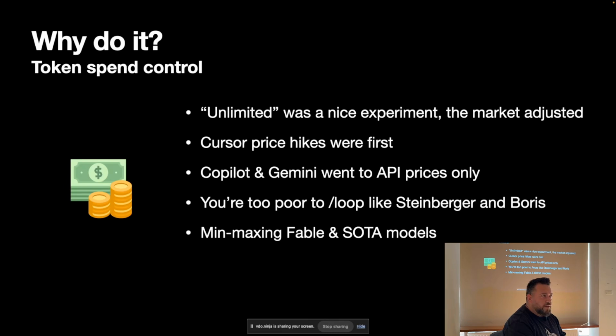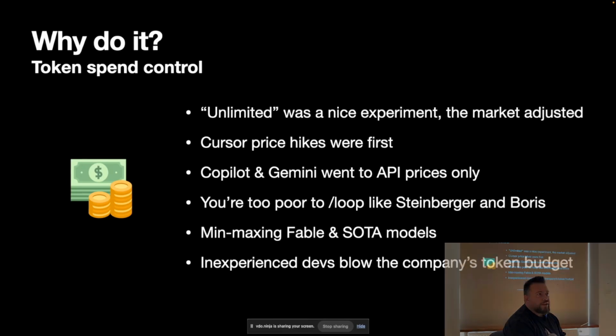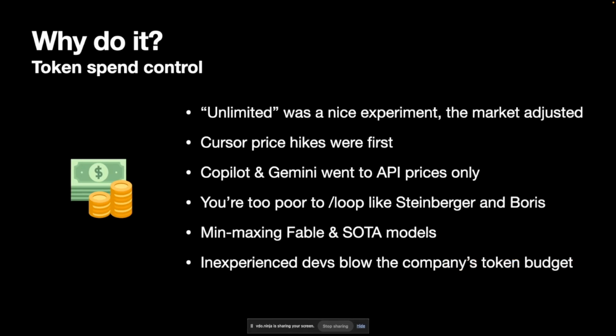What also helps having a personal flow is you can start min-maxing expensive models like Fable and other state-of-the-art models. Also, this is a bit harsh, but usually inexperienced devs blow up the company's allocation of the token budget, and you don't really want to be that dev if you want to get along with your colleagues.